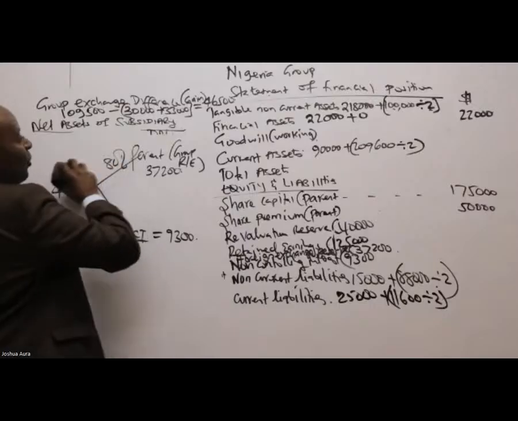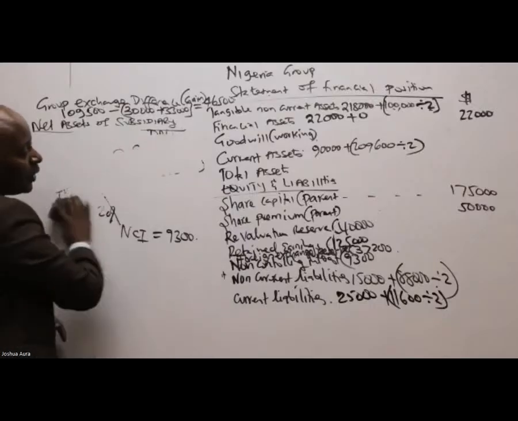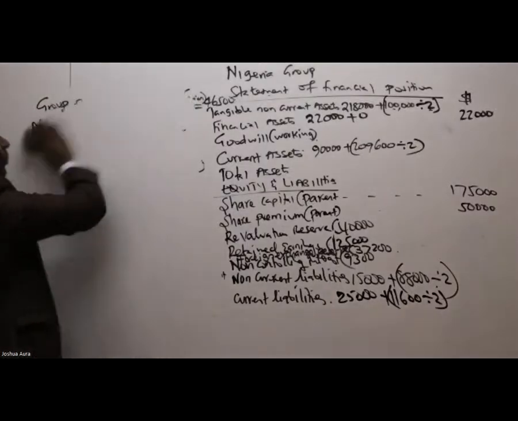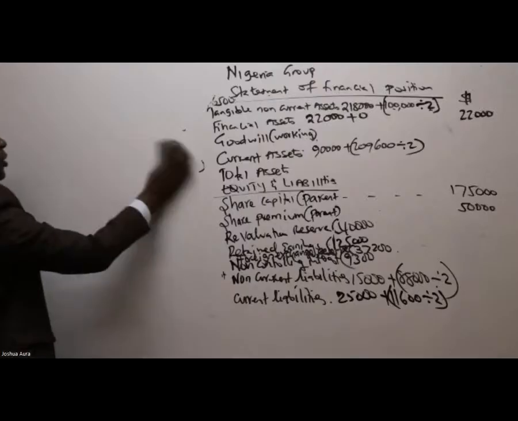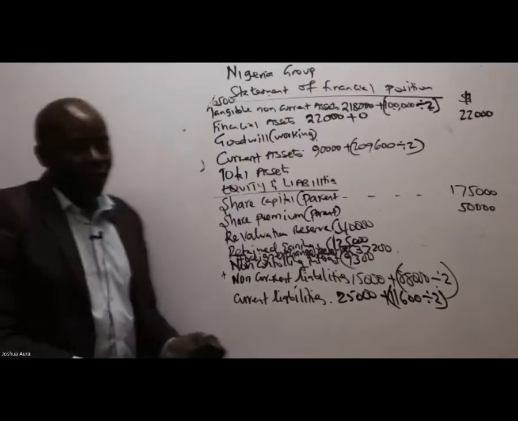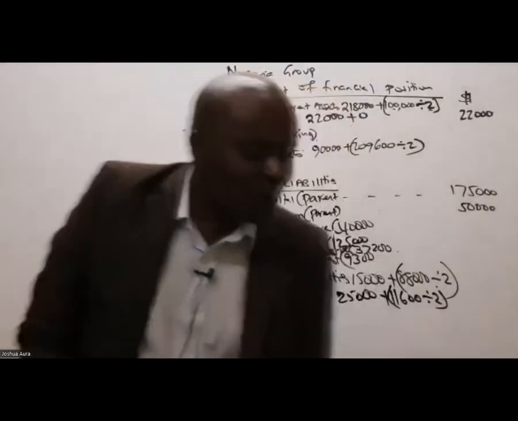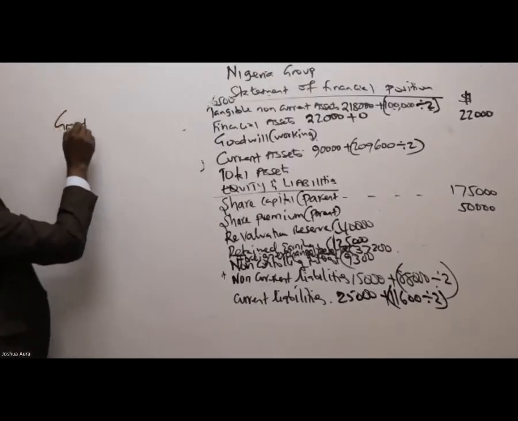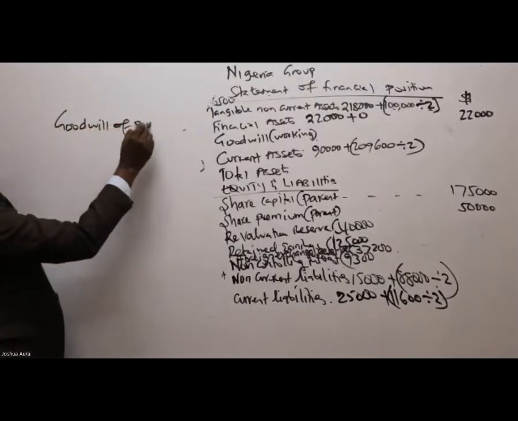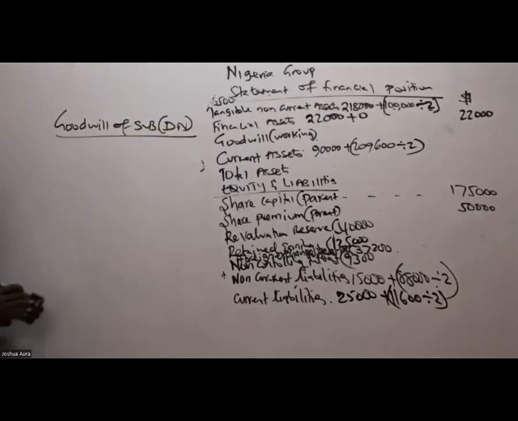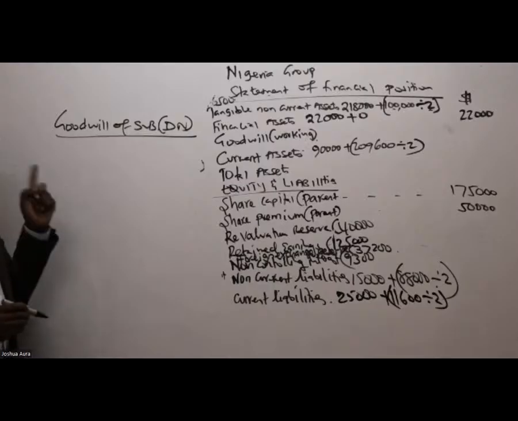So the next working here will be the working of goodwill. So let's go to goodwill. Is there somebody who can remind us how do we normally calculate goodwill? Remember, this is goodwill of the subsidiary. So we shall use the subsidiary's currency at first, which is the DN, right?